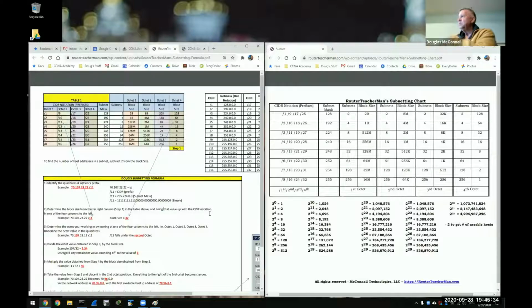And you line up that value with the slash notation in one of the 4 columns to the left. So we see 11 right here, right? So for a /11, what is our block size? 32. What if it was a /19? What's your block size? Still 32. 32 in step 2.